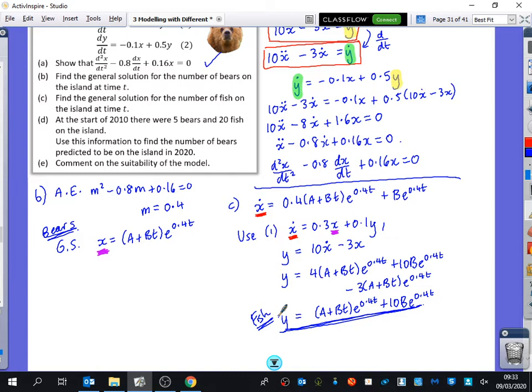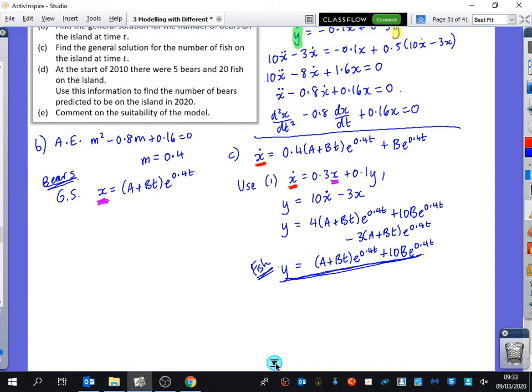So at the start of 2010, there were 5 bears and 20 fish on the island. Use this information to find the number of bears predicted to be on the island in 2020. So, what do you think that's actually asking for us to do here? Just sub in some values that we've got. So the values that they seem to have told us is that when x is... no, t isn't 10 actually, because 2010 is when the model started. So we've got x is 5, because there's 5 bears, y is 20, and t is 0.